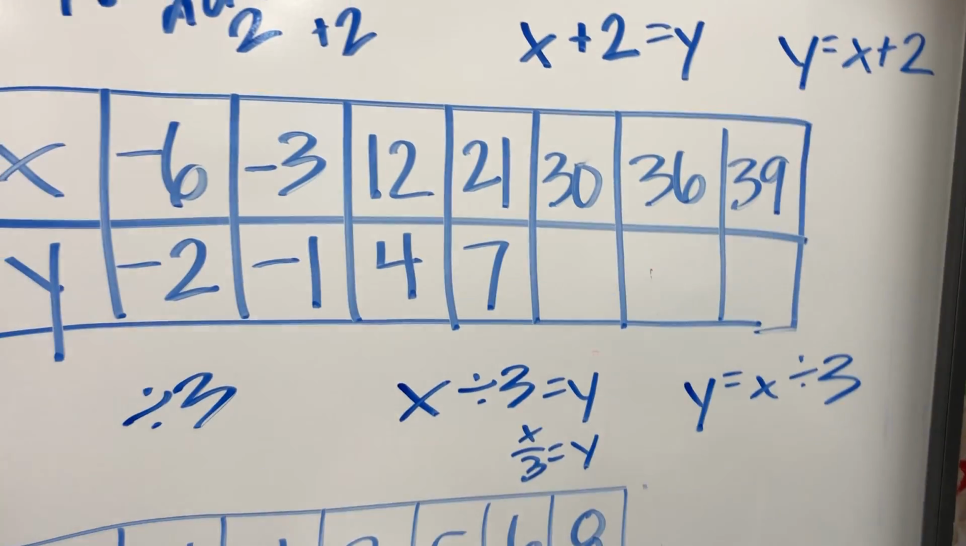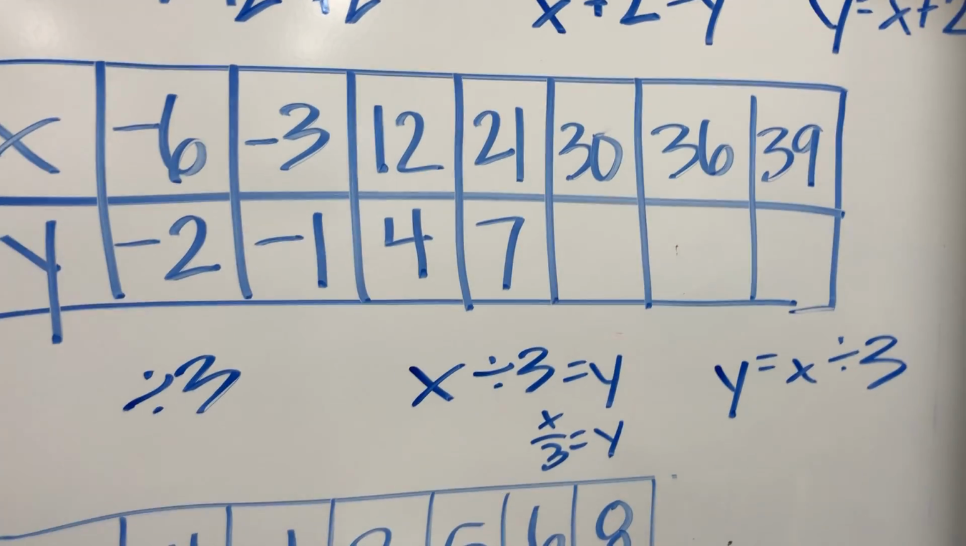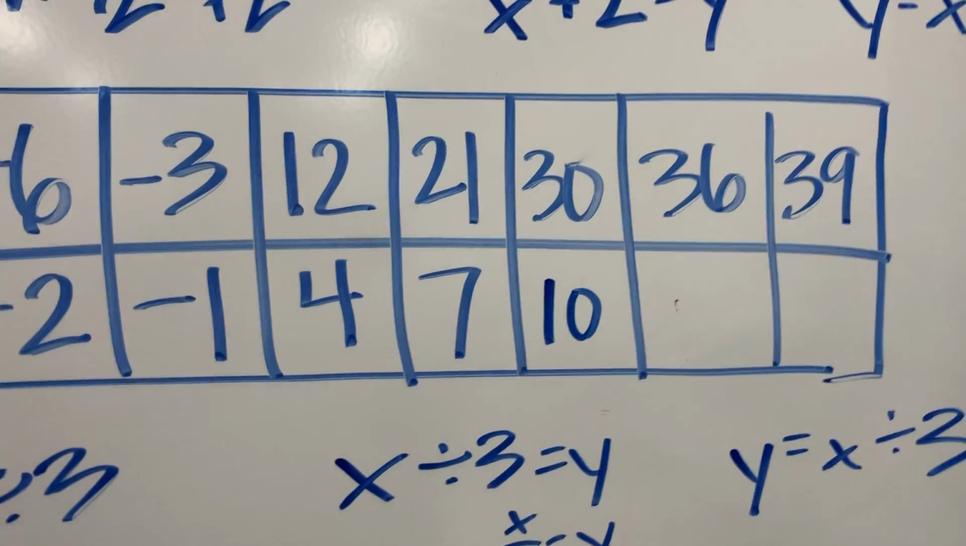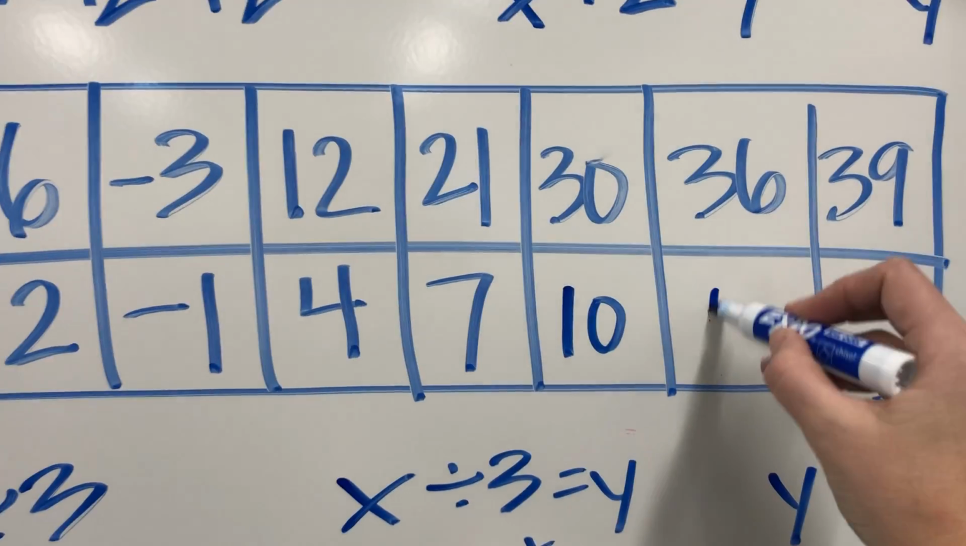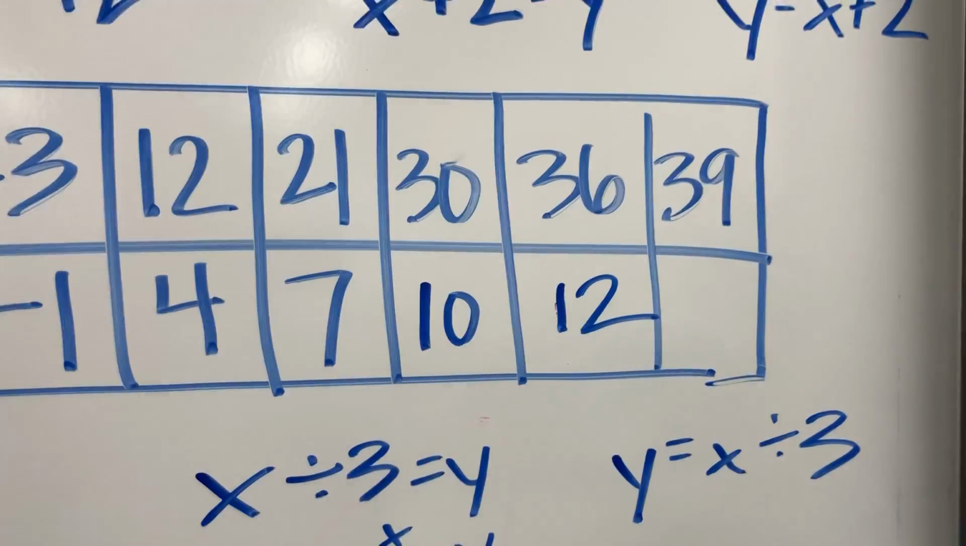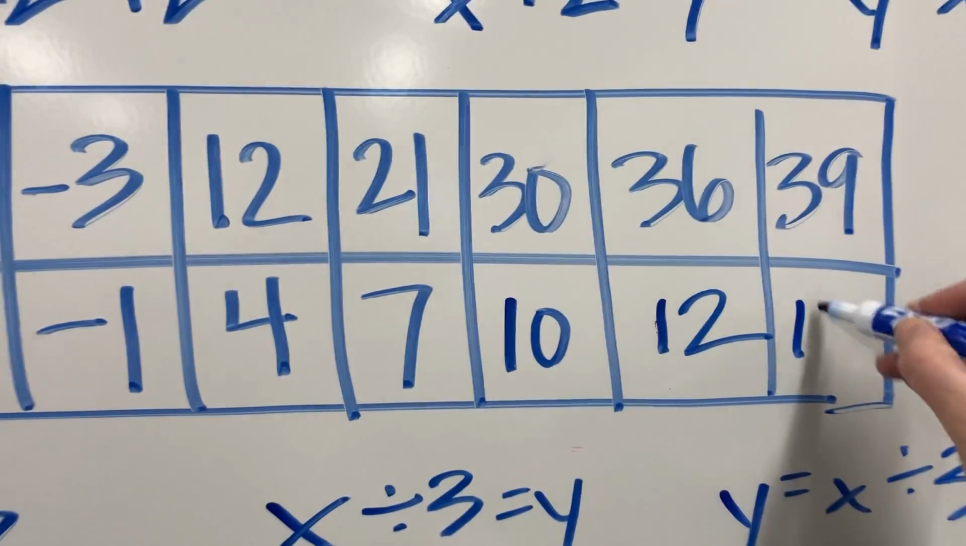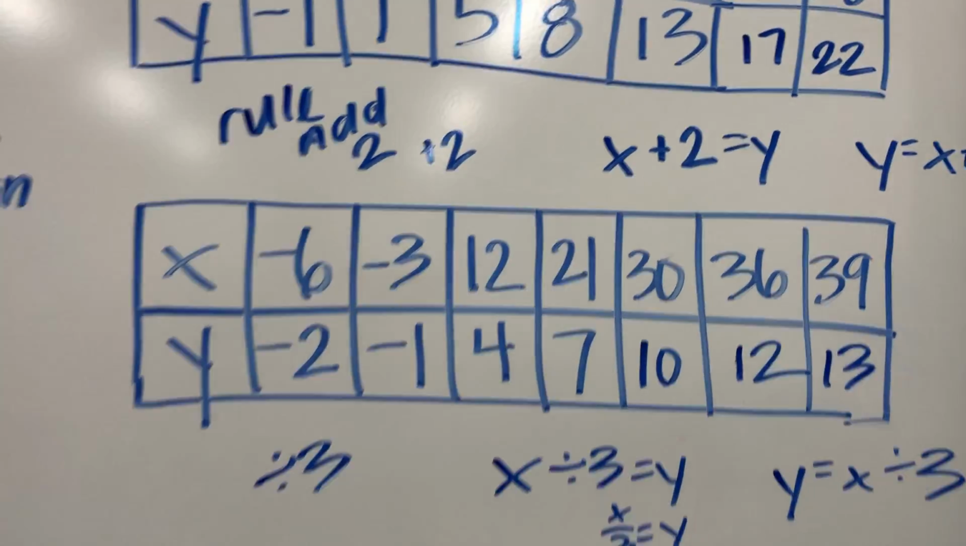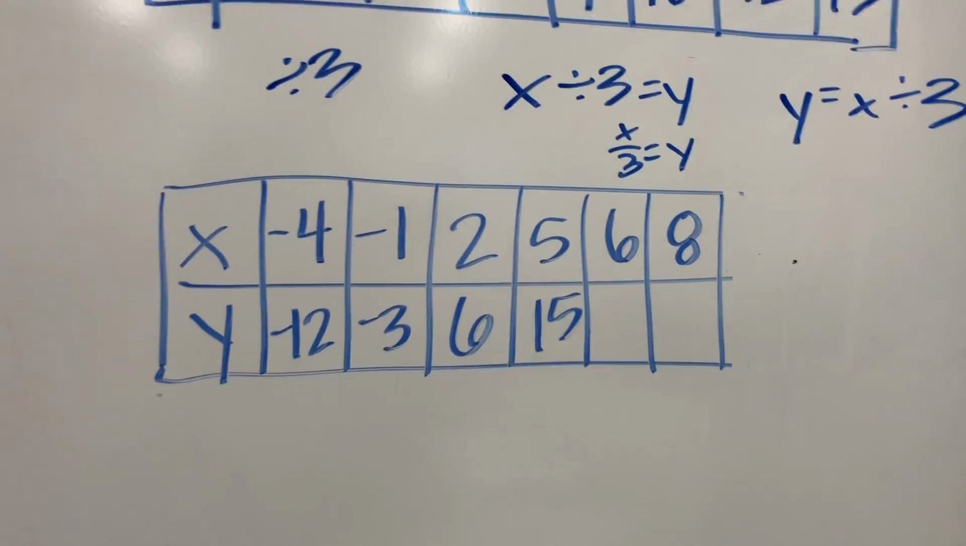And then our last part, we need to fill in the rest of our charts. We know that we're dividing by 3. So 30 divided by 3 is 10, 36 divided by 3 is 12, and 39 divided by 3 is 13. There's our last example. Okay, on to our last example.